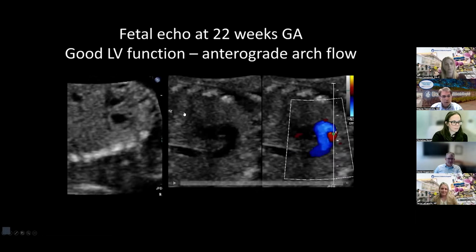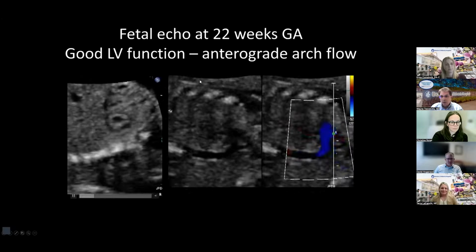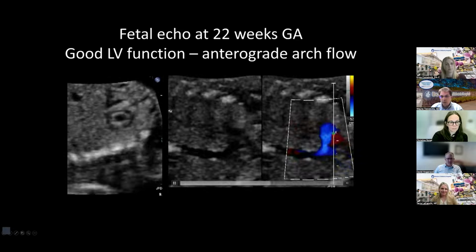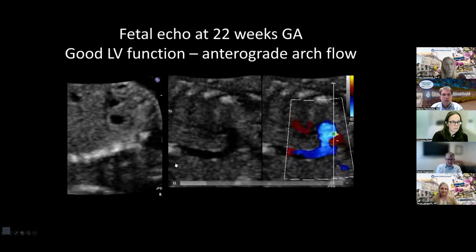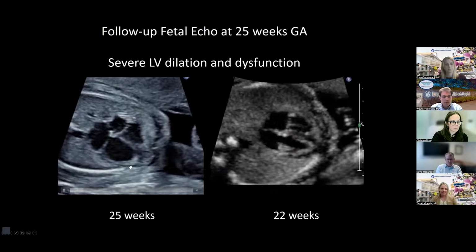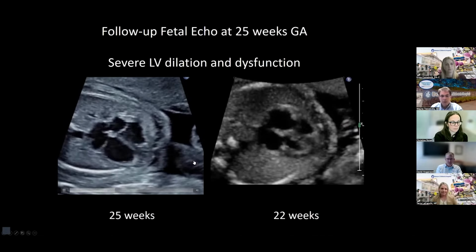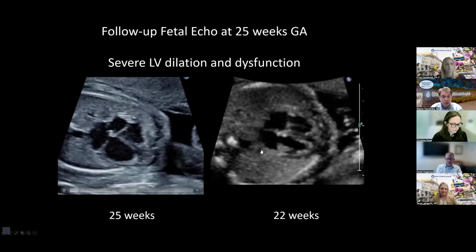And you can see that the heart is squeezing well, and there's good blood flow around the aortic arch. And that's what we like to see in a normal fetus, is forward flow around the aorta, or the main blood vessel that goes to the body. But what happens in some of these patients, if you follow them very closely, and we always recommend, if there is even mild aortic stenosis, we recommend them being followed weekly.